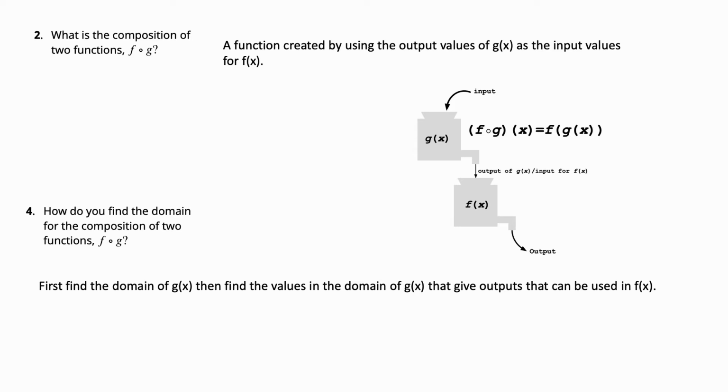How do you find the domain for the composition of two functions? Well, the key is that first you have to know the domain of g, because only that domain works in g. If it's not in the domain, then it makes the machine choke and die, if you think of it like that. Then you have to know what comes out of g that can go into f. So you have to exclude the points in the domain of g that give results that cannot be used in f. That can be a little tricky, but we'll do it and everything will be fine.